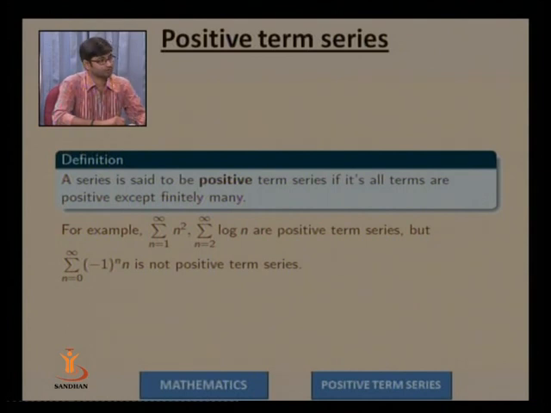When we take n equals 0, we get the first term as 0. For n equals 1, it will be minus 1. For n equals 2, plus 2, minus 3, plus 4, minus 5, plus 6. So whenever we have even terms, it will be positive, and for odd terms it will be negative. So in this series we have infinitely many positive numbers and infinitely many negative numbers. So this series is not a positive term series.